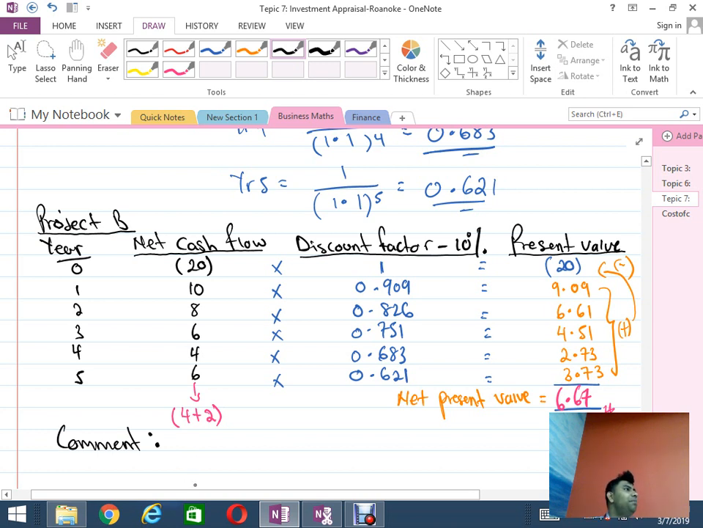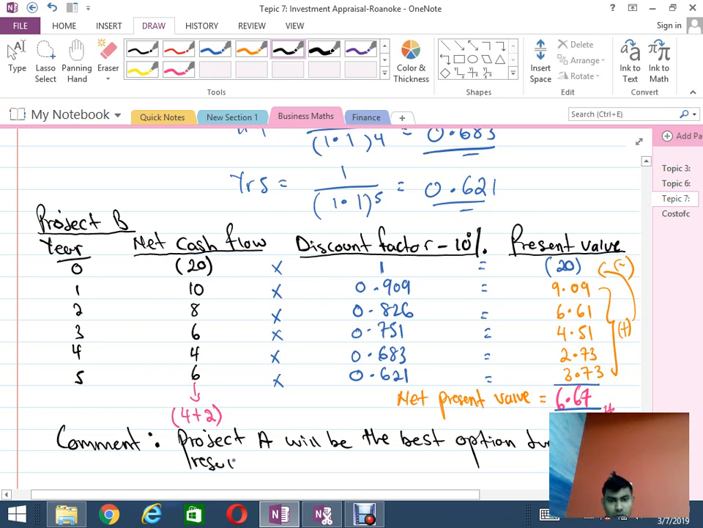Now, which project is better based on NPV? Which one got higher profit? Project A. So project A will be the best option due to resulting in higher profit compared to project B.